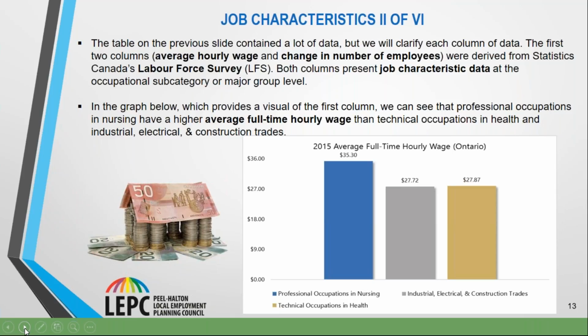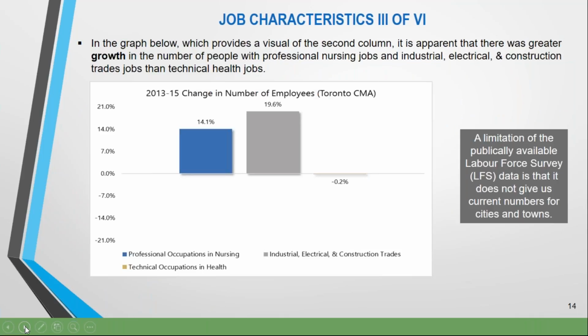The data in the first column and the graph below tells us that higher hourly wages are associated with professional occupations in nursing, for example, registered nurses or RNs, rather than technical occupations in health, like medical radiation technologists or industrial, electrical, and construction trades. The graph below illustrates that professional occupations in nursing and industrial, electrical, and construction trades grew faster than technical occupations in health. At this time, we want to point out that recent city or town level labor force survey data is not available.